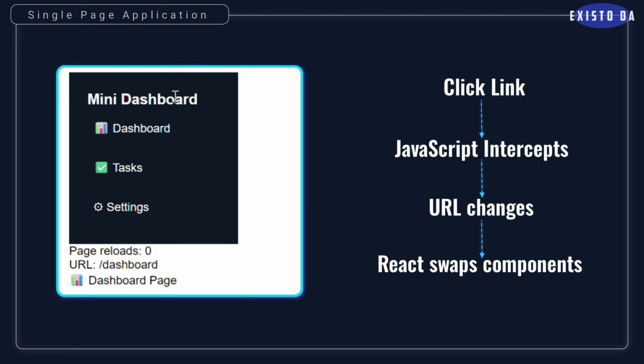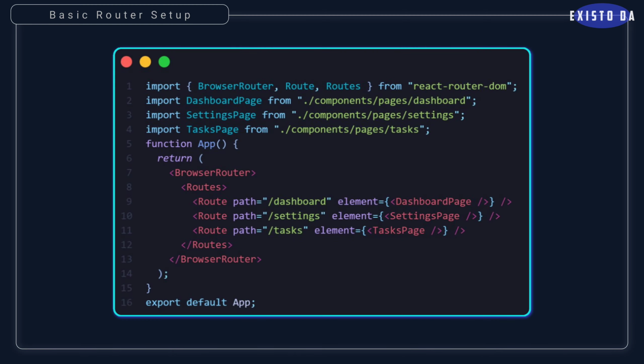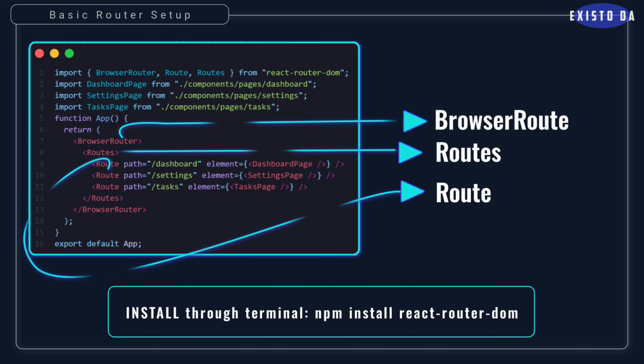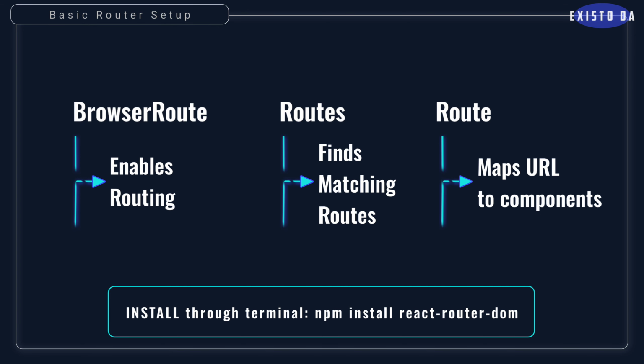To handle this kind of navigation in React, we use React Router. React Router allows us to move between different views in our application without refreshing the browser page. In this basic setup, there are three important components: BrowserRouter, Routes, and Route. BrowserRouter enables routing in our application. Routes looks at the URL and finds the matching route. Route maps the URL to the component.